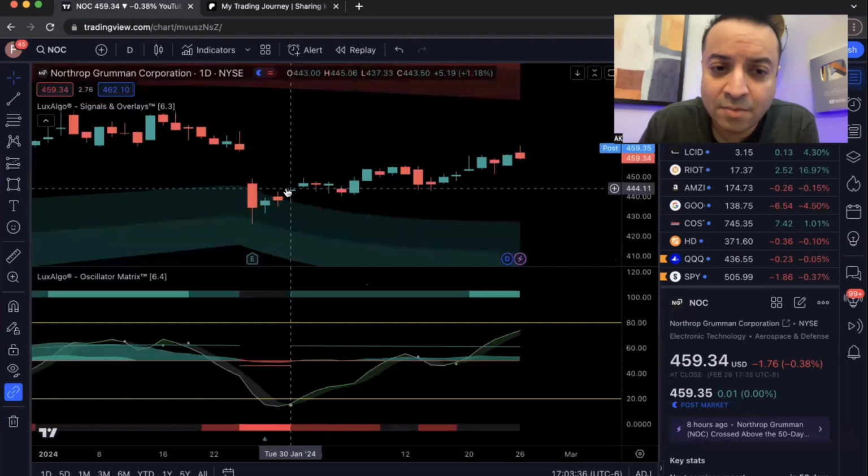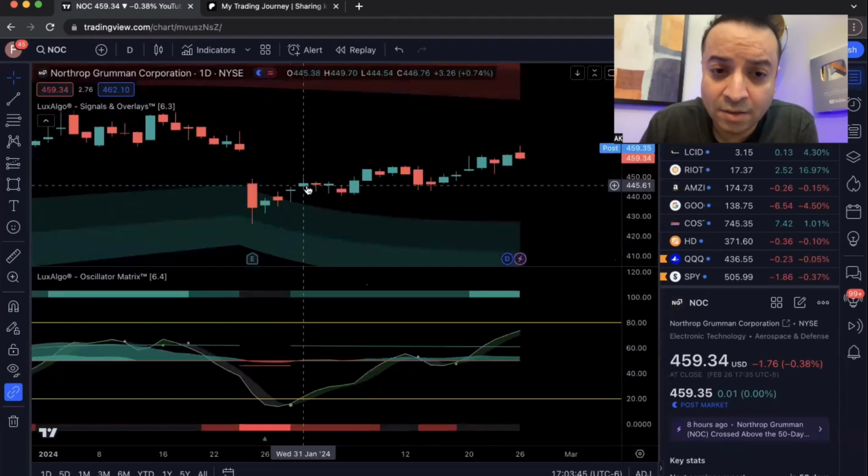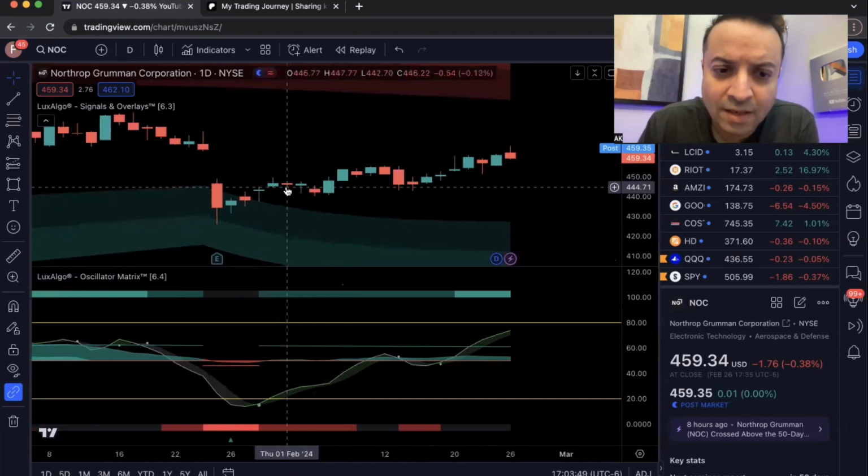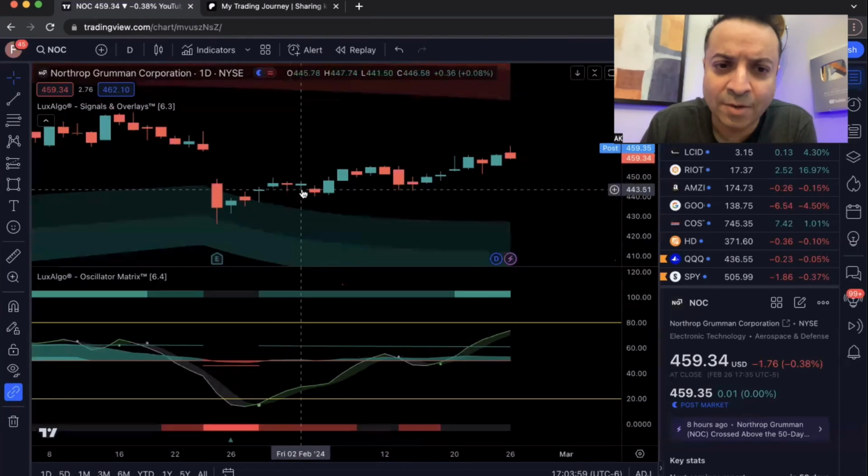This says the day started here. Sellers tried to get in control. Buyers took over, and it closed positive. Same thing, closed positive. And then over here on Thursday, again, sellers tried to take over, buyers pushed back, but it still closed a little negative, right? It still closed down.